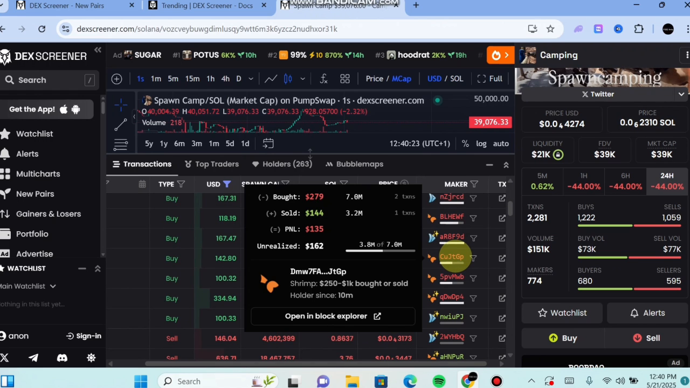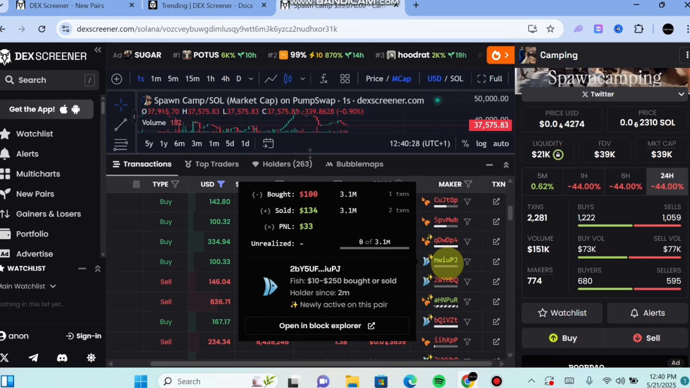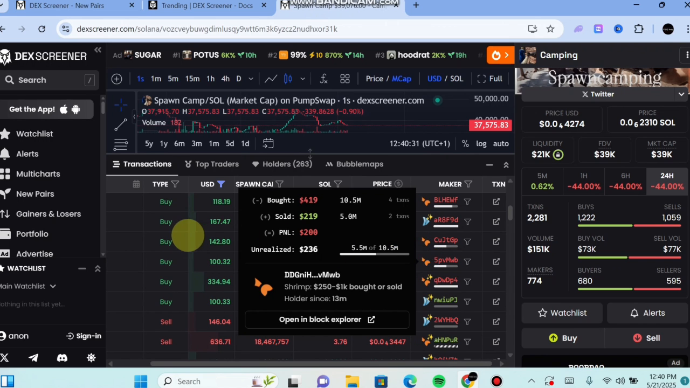Again, that's why DEX Screener is quite okay. Again, people are making losses too. People are making profits. Understood. So that's how it is.